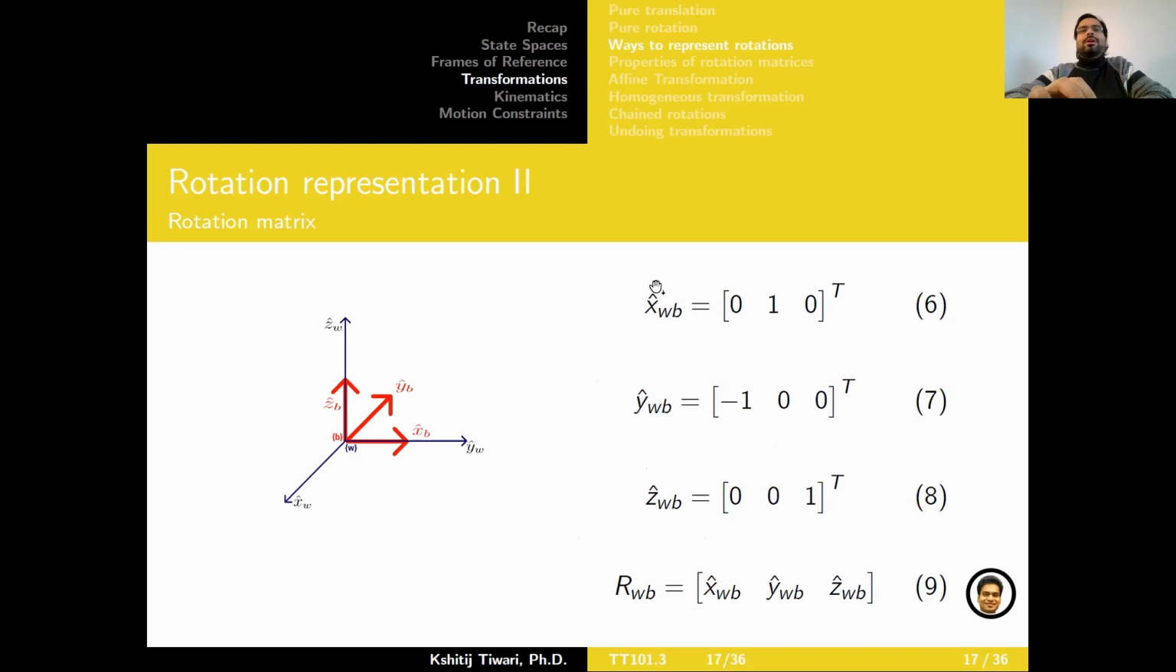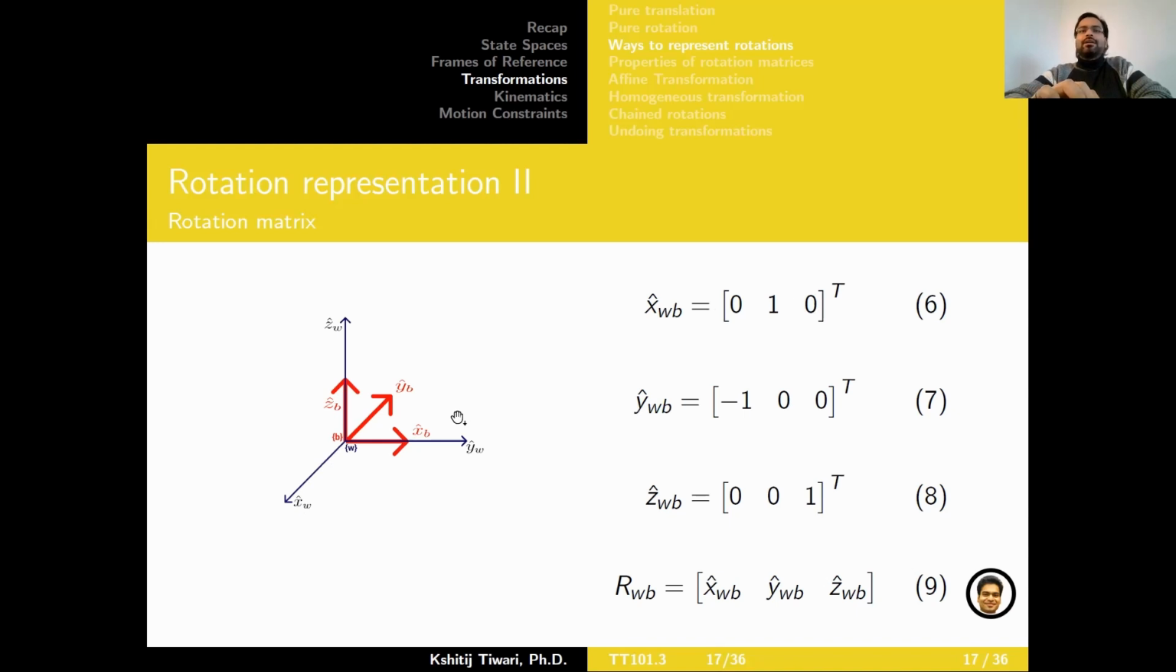As I said, this is another way of representing the vectors and the frames. So if I say x hat of WB, which means the representation of x hat from the base frame B in the world frame W, this is given by 0, 1, 0. That's the unit vector. So you can see that it has no component along the xw, no component along the zw, and it's collinear with yw. Hence, it is 0, 1, 0.